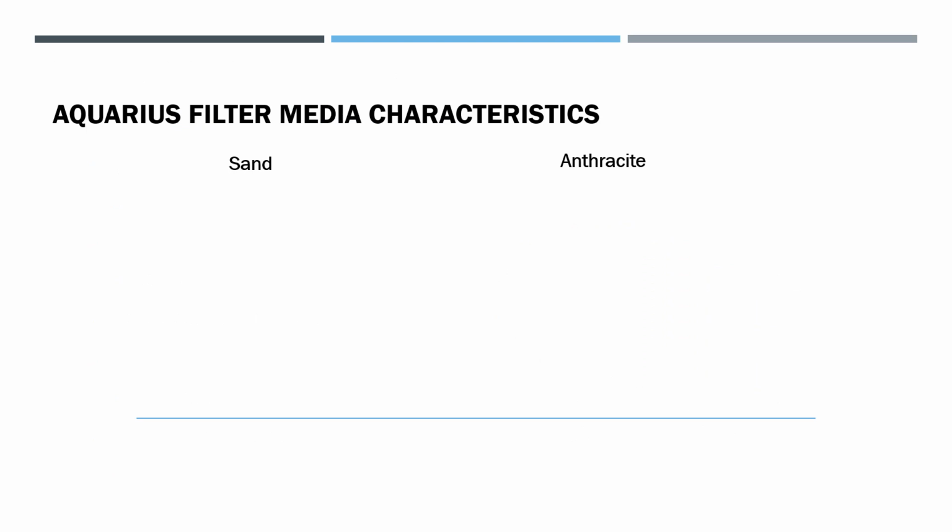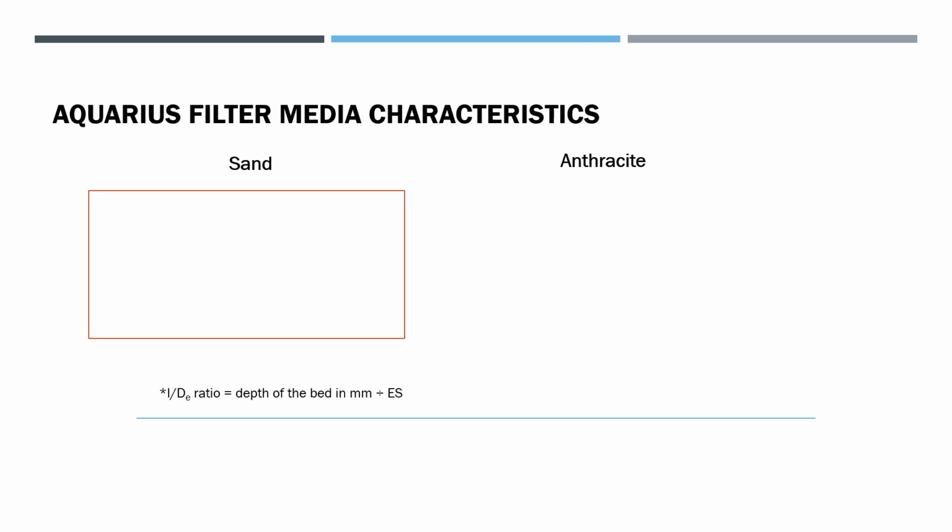We look at the dual media characteristics of the 6 filters at Aquarius plant. We're going to look at the L/D ratio calculation. Remember that L/D would be the depth of the bed in millimeters divided by the effective size in millimeters, and that value of both layers of the sand and the anthracite added together should be greater than 1,000.